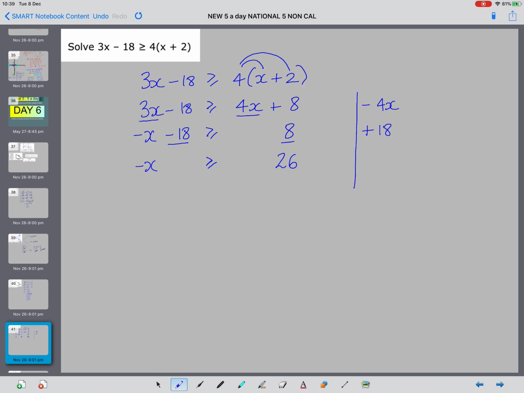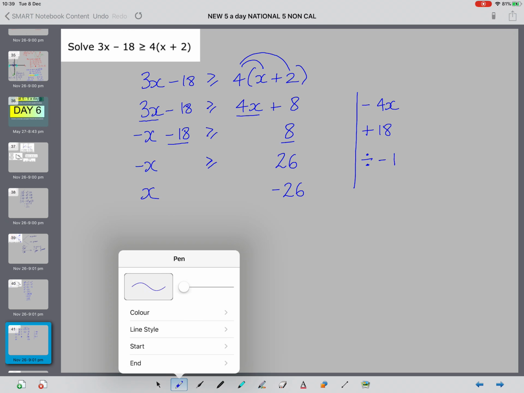Okay, then how do I get x all by itself? I'm going to divide by a negative 1. Now be very careful if you're dealing with inequalities and you're dividing or multiplying by negatives. Something happens to the inequality sign. So if I ignore the inequality sign in the middle for a second, if I divide each side by negative 1, this becomes x and this becomes negative 26.